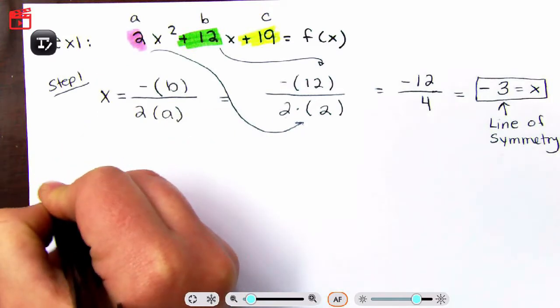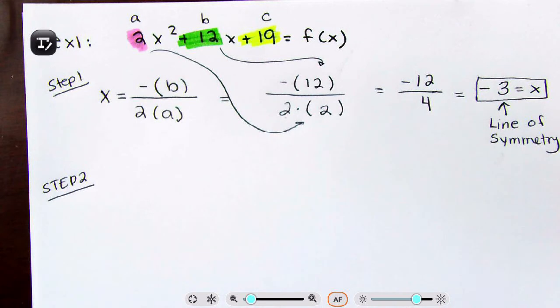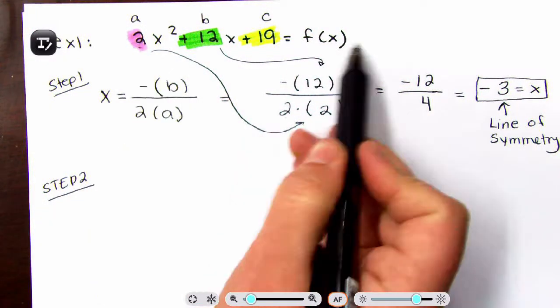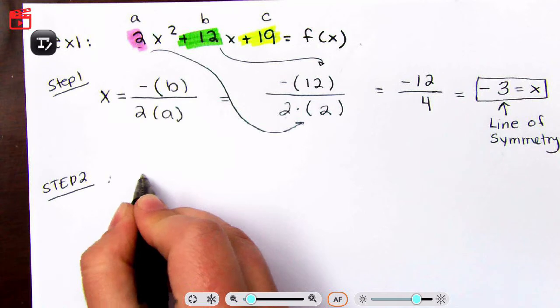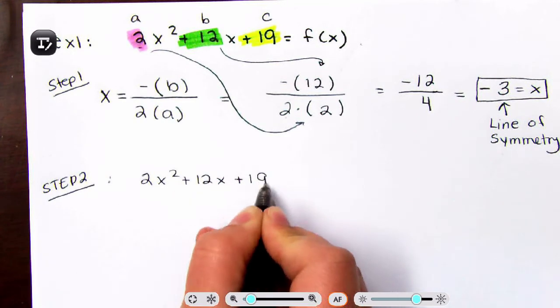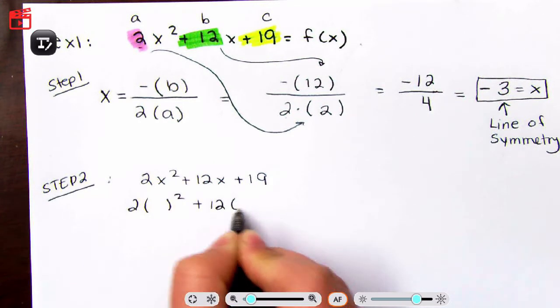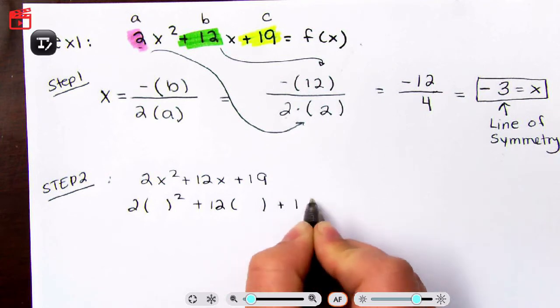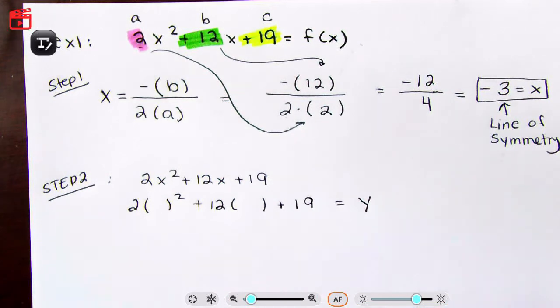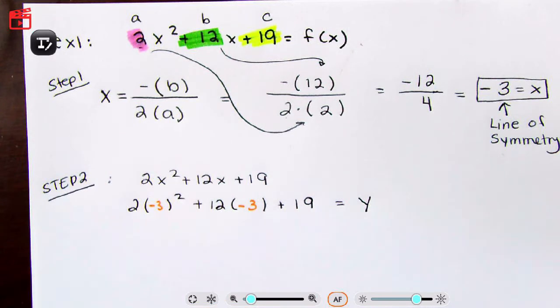Step number 2 tells you to use this x to find the vertex point. So I'm going to copy down our original equation, 2x squared plus 12x plus 19. And here I'm going to copy it down one more time, but this time anytime I see an x, I'm just going to put a parenthesis bubble there. Our goal is to solve for y. So when our input is the x of negative 3, we want to know what our output is.